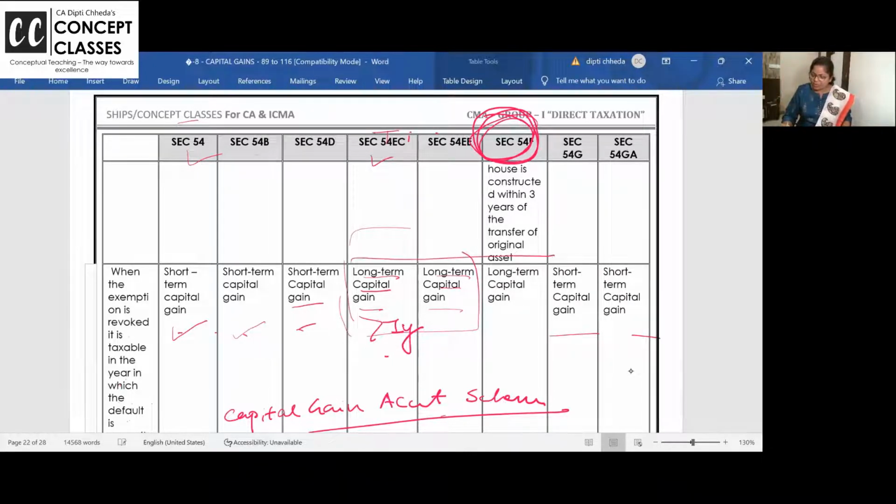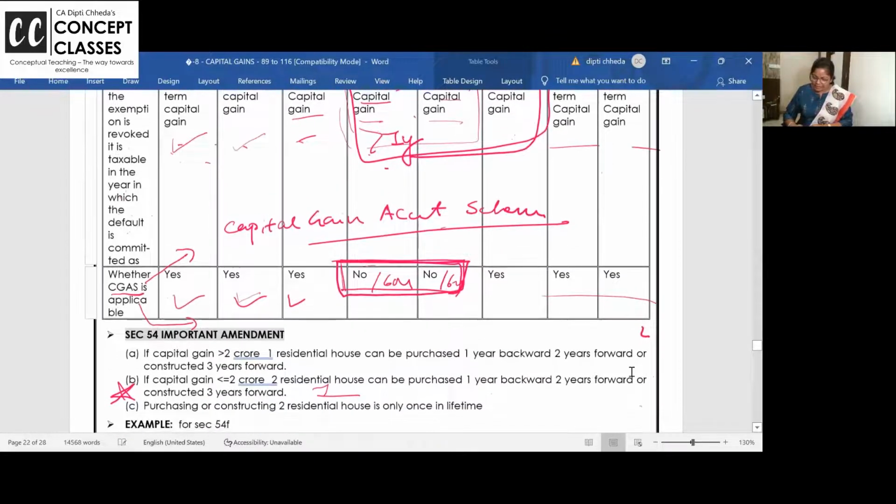So this is long term. ऐसे block डालो, long term, ये 3. Even 54 है. it is revoked long term. There's a reason, I'll tell you this part. Baki, whenever exemption is revoked, it is short term. Now, next.